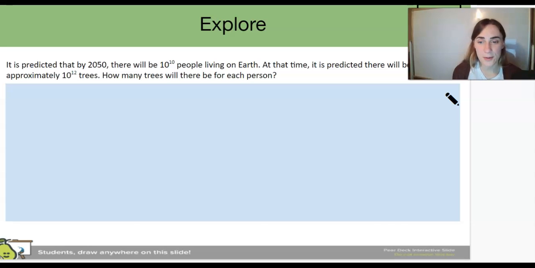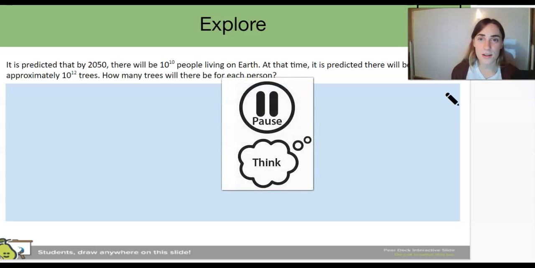So pause the video and apply those patterns that you saw in the table on the previous slides to help you come up with an answer to this question. And I encourage you to use our 3-read strategy. So ask yourself, what is this problem about? What is the question asking? And what information is important? And then you'll write your answer in the blue box. Pause so you have time to do that.